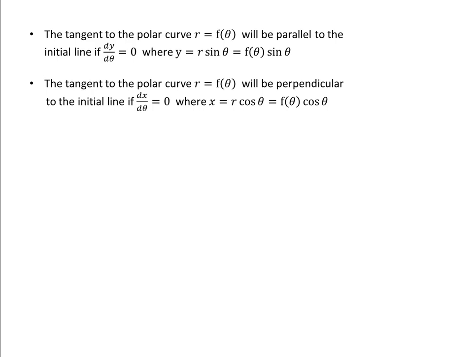The tangent to a polar curve will be parallel to the initial line if dy by d theta equals 0, where y equals r sine theta, which is the same thing as f of theta times sine theta. On the other hand, the tangent to the curve will be perpendicular to the initial line if dx by d theta is equal to 0, where x is r cos theta or f of theta cos theta.